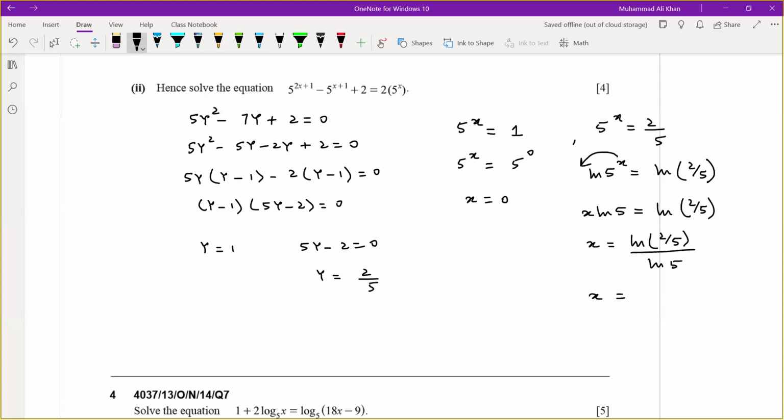Yes, write me the answer. The answer is minus 0.569. These are the two results.